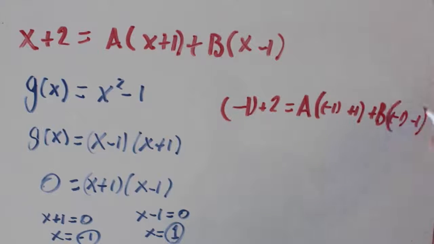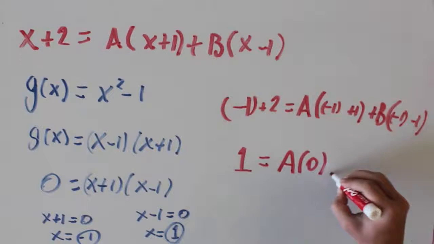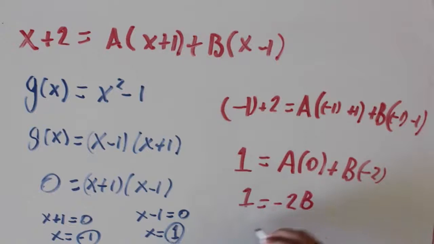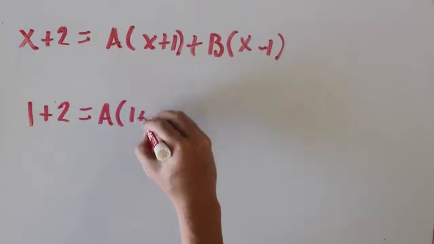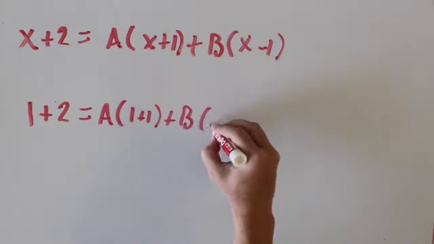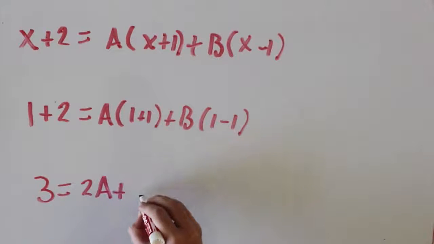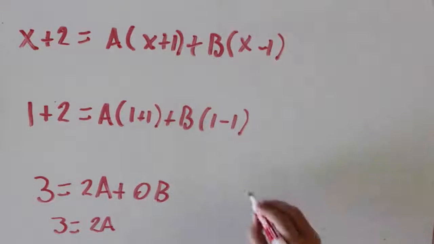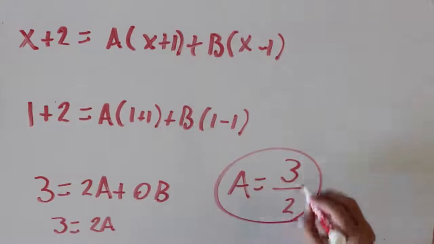When we solve this out, we get 1 equals a times 0 plus b times negative 2. We continue to simplify. It's just algebra. You get negative 1/2 equals b. Now we're going to use the other factor, which is just 1. If you continue to simplify, you get 3 equals 2a plus 0b. 3 equals 2a, so a equals 3 over 2. And we're just going to write b here so that we can remember it.